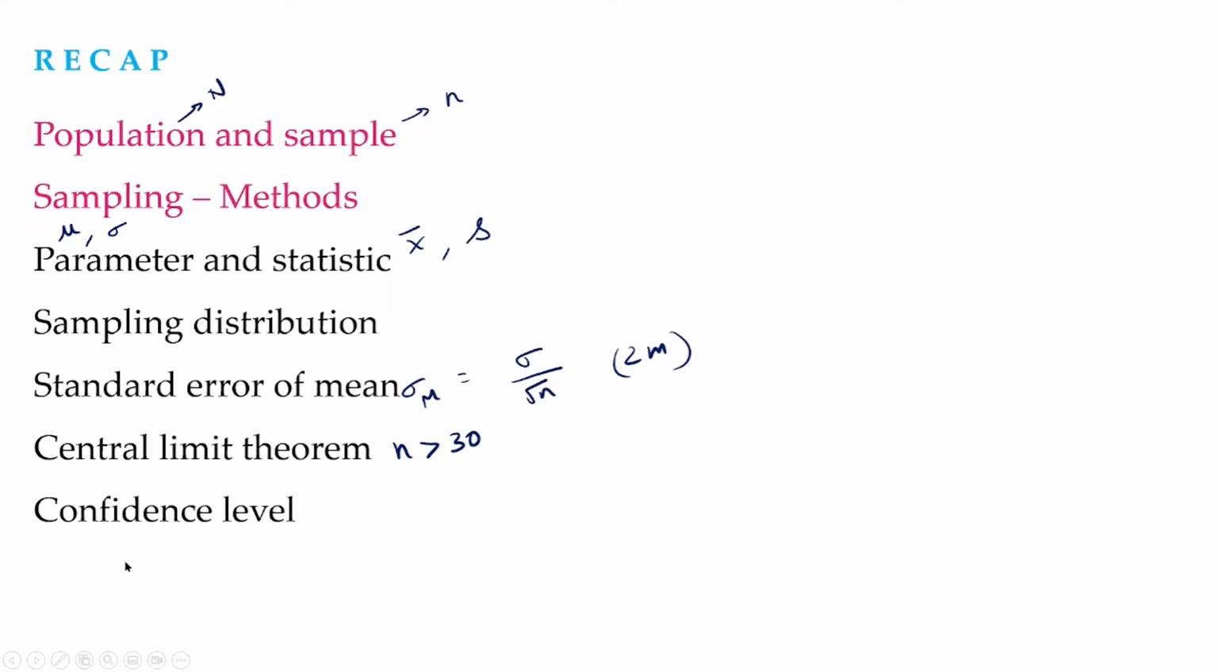Next we have confidence level. Confidence level shows the precision and uncertainty of a sampling. So if we have alpha as the level of significance, then the confidence level is given by 1 minus alpha. So usually it is given as 95%, 98% or 99%. It shows how much the researcher is confident about the various values. So that is confidence level.